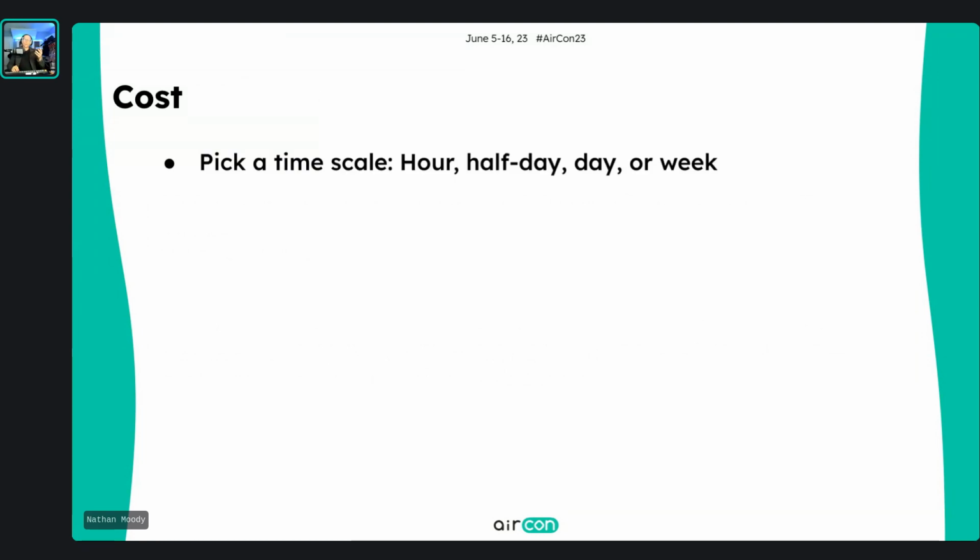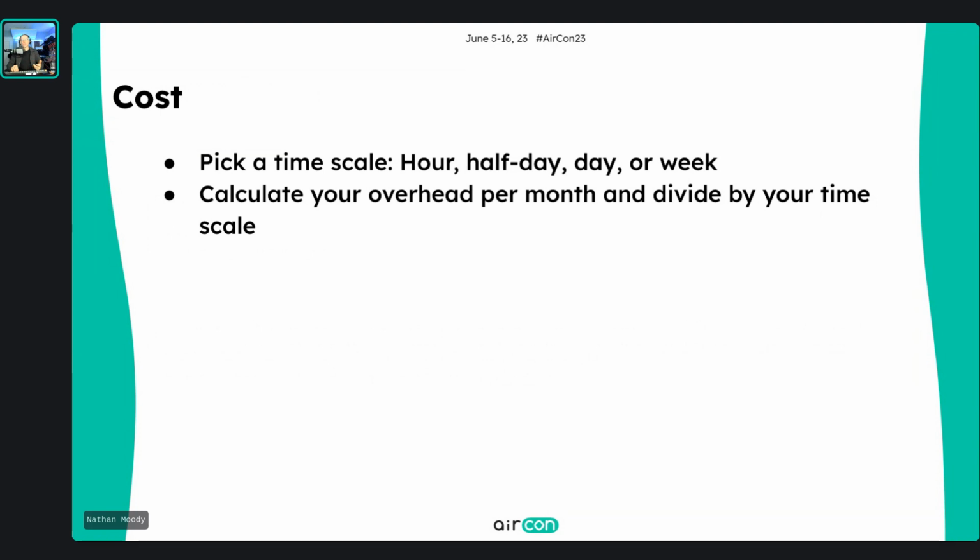So the most important thing with cost when you're coming up with your estimates is to pick a time scale. Are you going to bill by the hour, the half day, the day, or the week? There's lots of ways to do this. There's lots of typical standards for how this is done, but they vary based on industry and what geographical market you're in. And so the best way to figure out the right time scale for you is to talk to other media professionals in your market, in your industry vertical, and see how they're doing it.